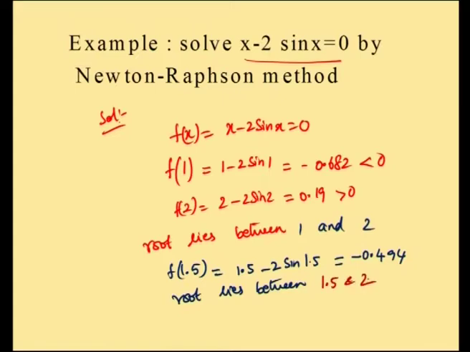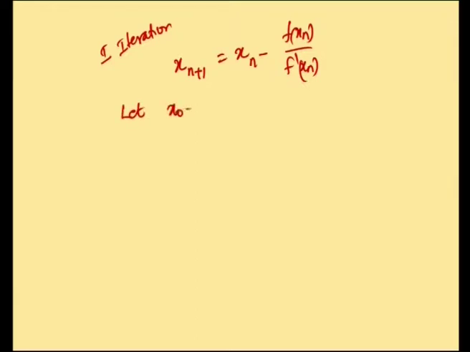So, for the first iteration, according to the Newton-Raphson formula, x n plus 1 is equal to x n minus f of x n divided by f dash of x n. Let us start with x naught equal to 1.5, so that you get x 1 is equal to x naught minus f of x naught divided by f dash of x naught.